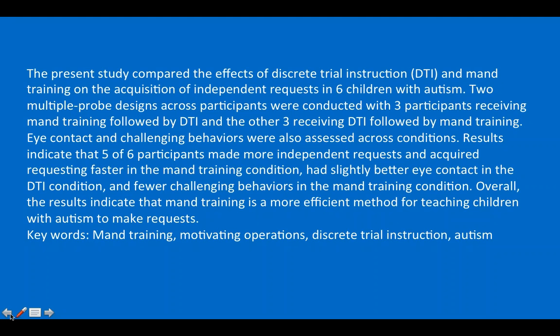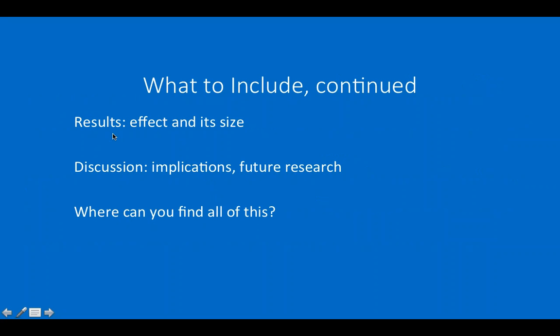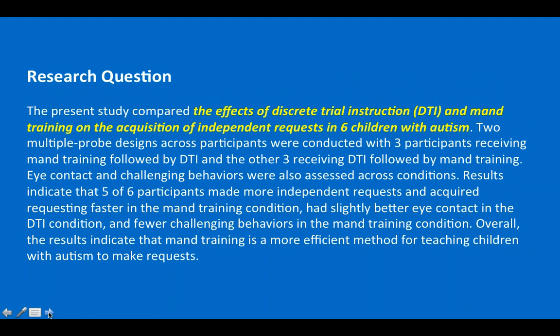So if we go through and think about, I'm just going to go back here really quick. We're going to go through and look at our research question and our hypothesis, our variables, our procedure, the results, and then a discussion point. If we're thinking of all of those points that we want to make sure we have in our summary, we can go through and look at, okay, first, what's our research question? And I'll share with you that this research article actually does not specifically state their hypothesis.